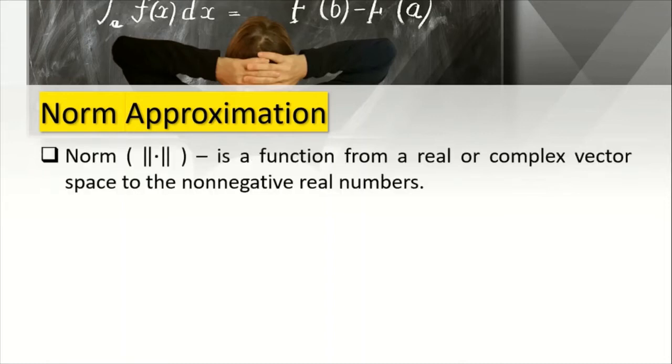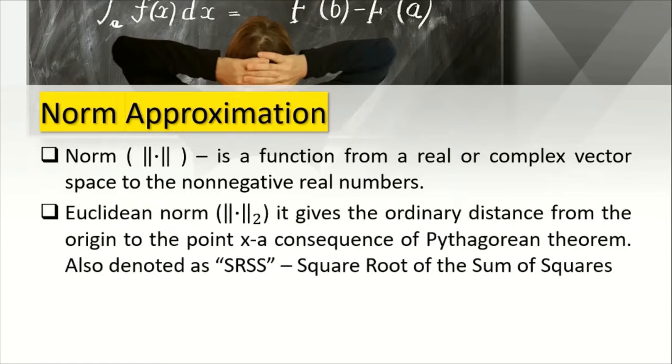A norm is a function from a real or complex vector space to the non-negative real numbers, and it is zero only at the origin. The Euclidean norm gives the ordinary distance from the origin to the point x, a consequence of the Pythagorean theorem, which is also denoted as SRSS, the square root of the sum of squares. This is the symbol of norm, and this is the symbol of Euclidean norm, which can also be read as 2-norm.